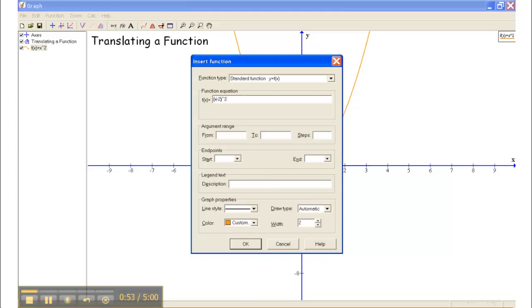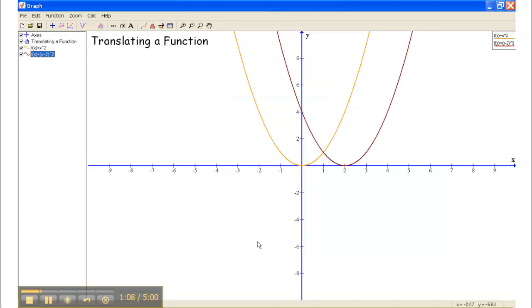There we go. Before I hit enter to graph this, let's make it a different color. Notice it's x minus 2 the quantity squared. It's still a quadratic function, but I just did something to the x coordinate there. Notice it's the same shape, same graph, it's just shifted 2 units over to the right. So we subtracted 2 from the x coordinate, and it shifted 2 units to the right.